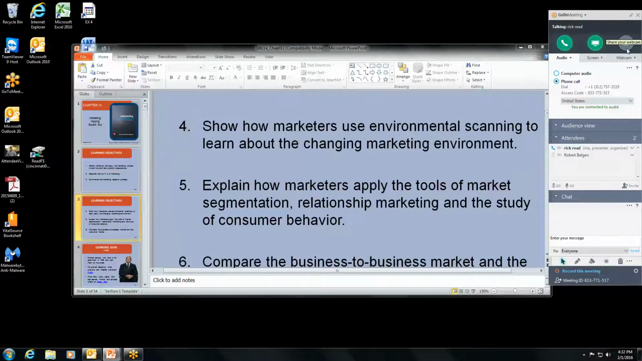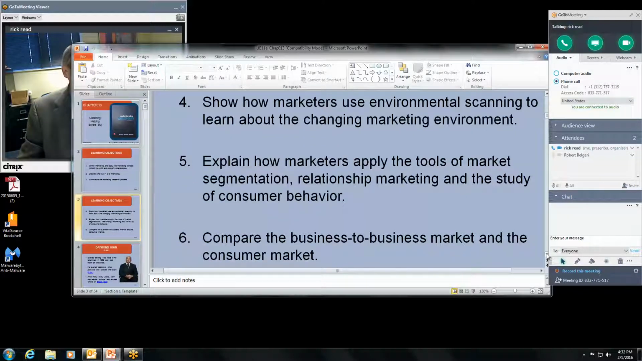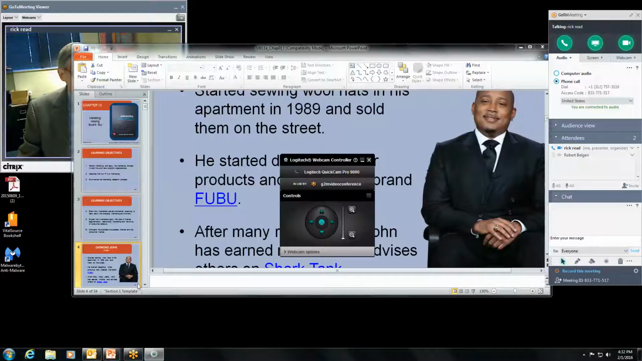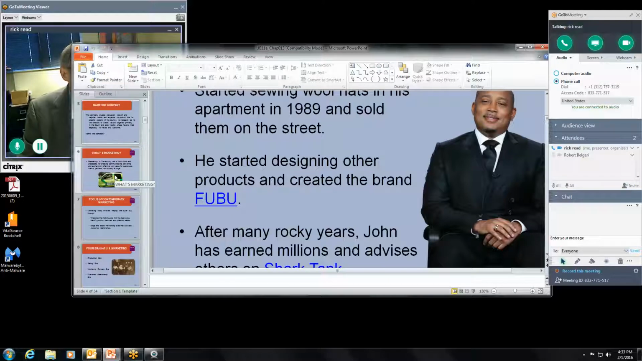Learn how marketers use environmental scanning to learn about the changes in the marketing environment. Explain how marketers apply the tools of market segmentation, relationship marketing, and the study of consumer behavior. And then finally, we'll talk about comparing the business-to-business market and the consumer market, and of course, we'll talk a little bit more about the business-to-business market and the consumer market as we move through the chapters.